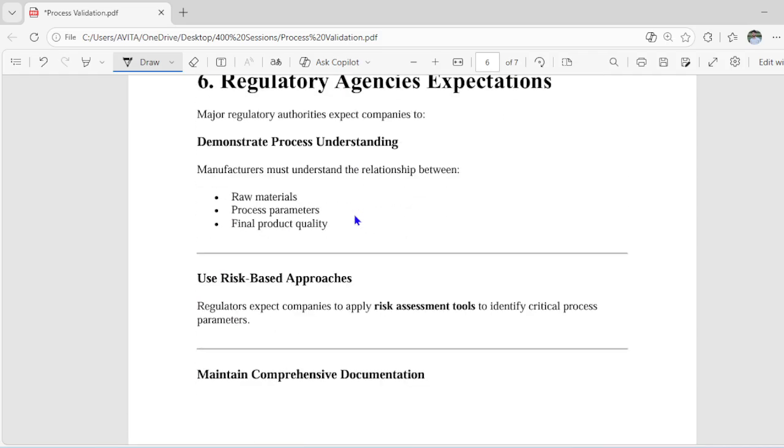Regulatory agency expectations. What are the expectations of regulatory agencies? First, regulatory authorities expect companies to demonstrate process understanding, and the manufacturers must understand the relationship between the raw material, process parameters, and the final product quality. Then use a risk-based approach: regulators expect companies to apply risk assessment tools, identifying the critical process parameters, and maintain comprehensive documentation.